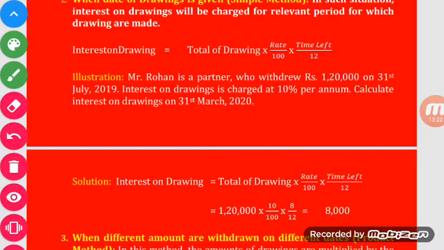2019. Here the date is clearly given in the question, that is 31st July 2019. Interest on drawing is charged at the rate of 10% per annum. The rate word is given, 10% per annum. Calculate interest on drawing on 31st March 2020.